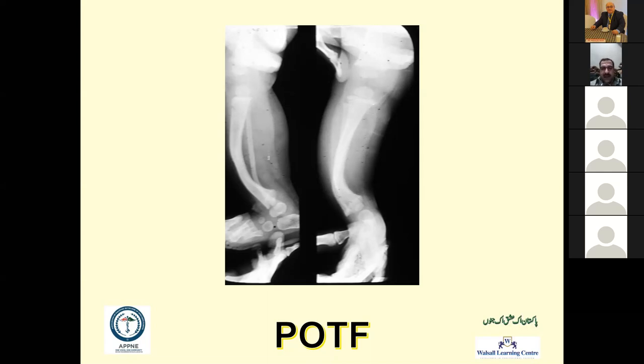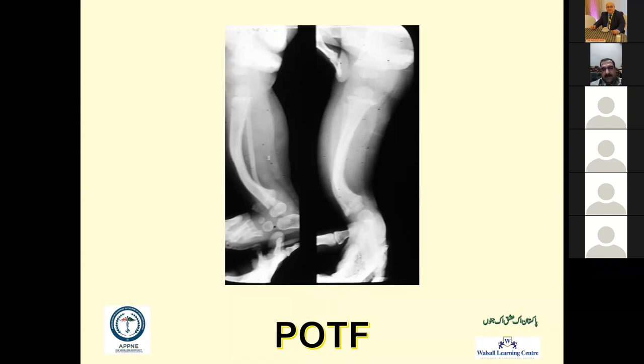Sir, X-ray of a skeletally mature patient showing AP and lateral views. There is an anterior lateral deformity at the distal end of the tibia. So it's called tibial bowing, yeah? It's an anterior lateral one, is it? Yes, sir, anterior lateral. So it looks like pseudoarthrosis.